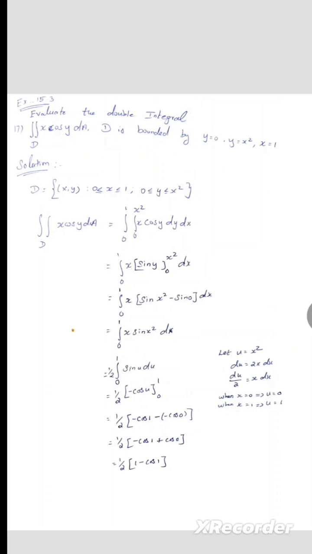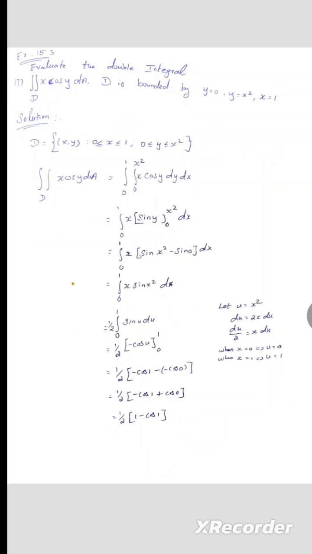So this is the thing given. Now we need to evaluate this function, that is x cos y. So now we have to find the limits using the region D. What are the boundaries given? So using those boundaries, we need to find the limits. So we know the definition. D is a set of all x comma y such that here it is given that x is equal to 1. There is one boundary.